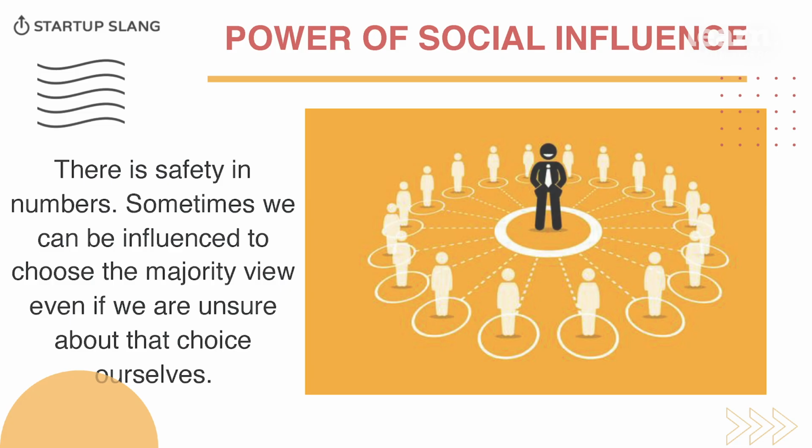Humans are inherently social animals, and this influences how we buy online in much the same way it influences all of our other behaviors. All things being equal, we tend to make the same choice as others have made. There is safety in numbers. Sometimes we can be influenced to choose the majority view even if we are unsure of the choice ourselves. That is the power of social influence. We are even more heavily influenced by the choices of those we respect. The choices of friends, family, experts, or even celebrities will all sway our decision making for better or for worse.